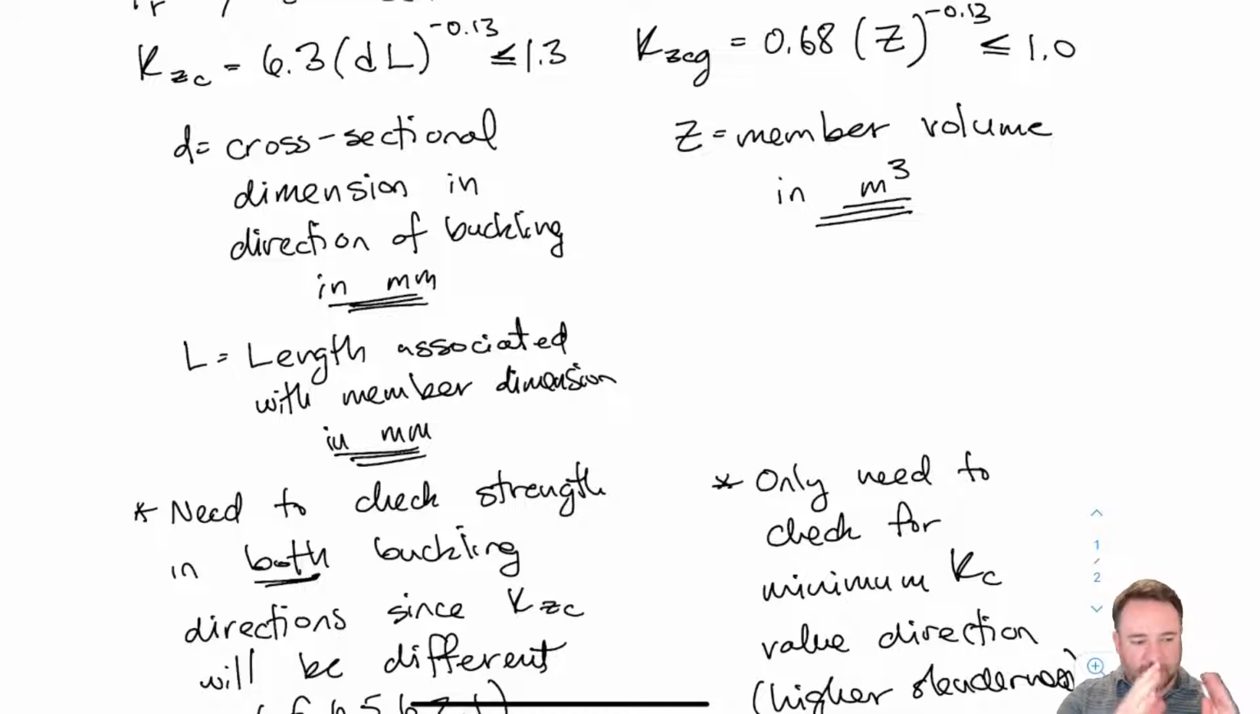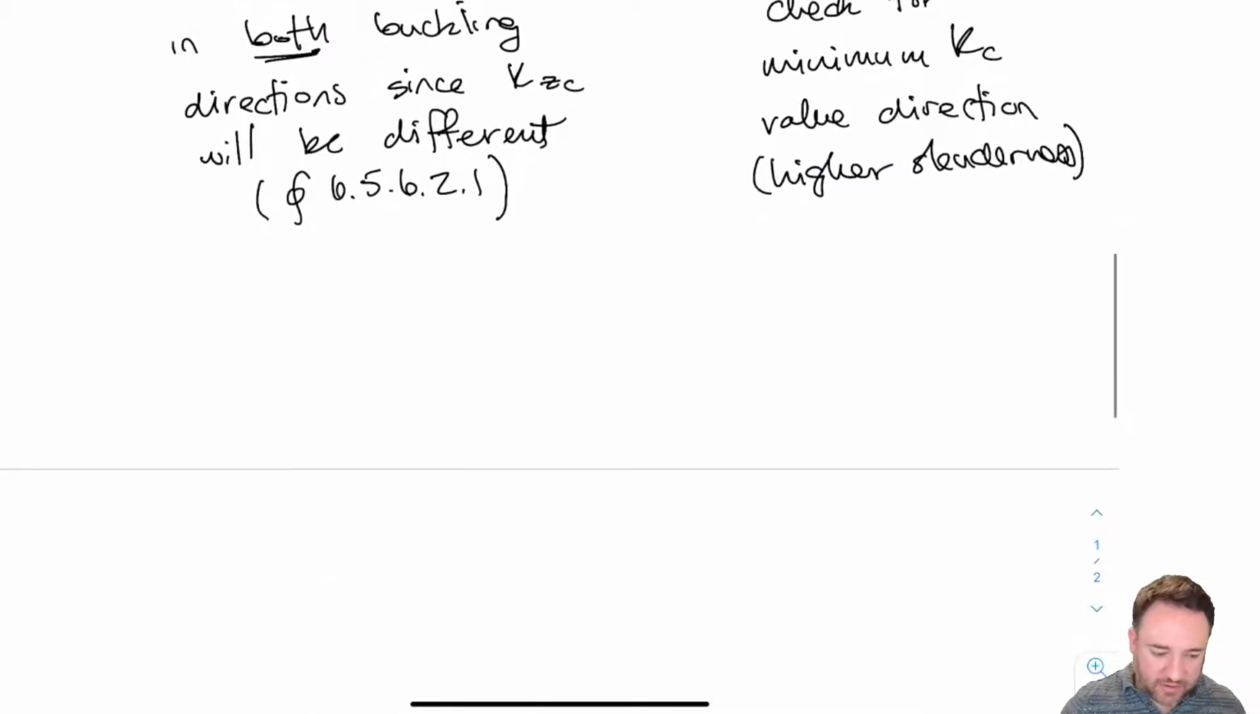In lumber I have to check it twice. In glulam I only have to check one direction. In lumber I have one calculation for size effect, and in glulam I have a slightly different one. Okay, now what about the things that are the same between both lumber and glulam?